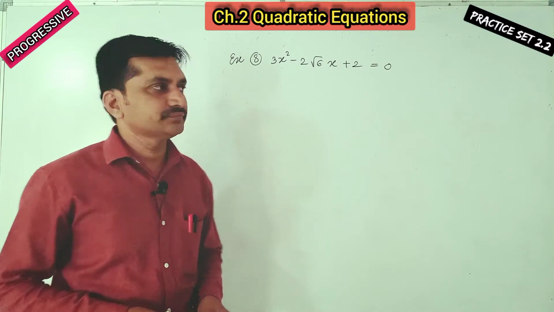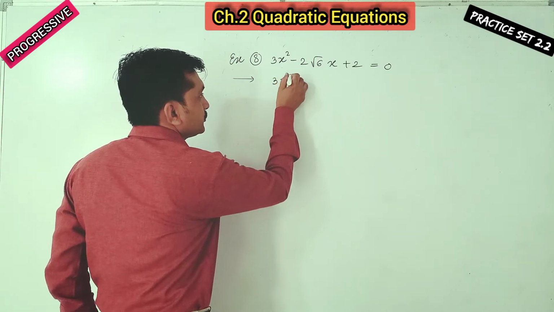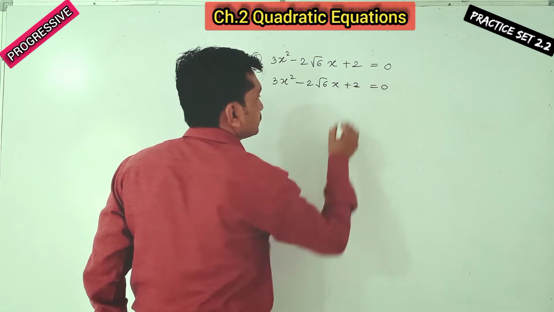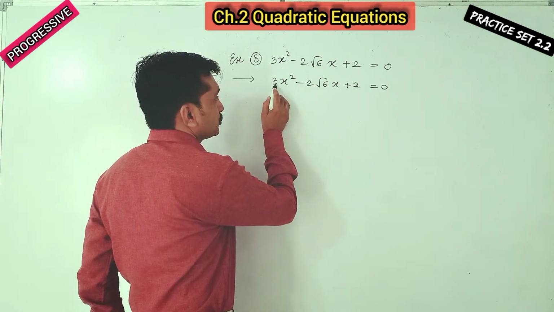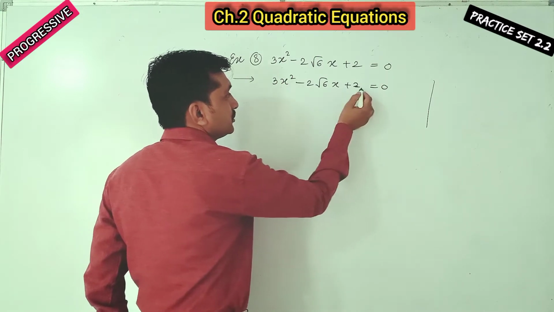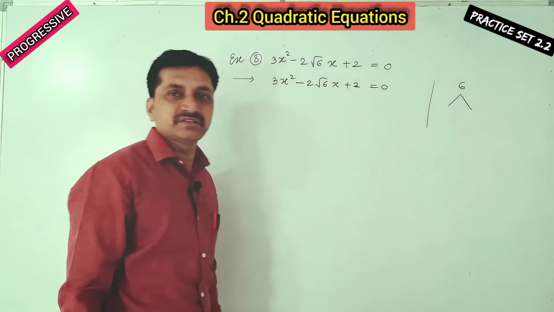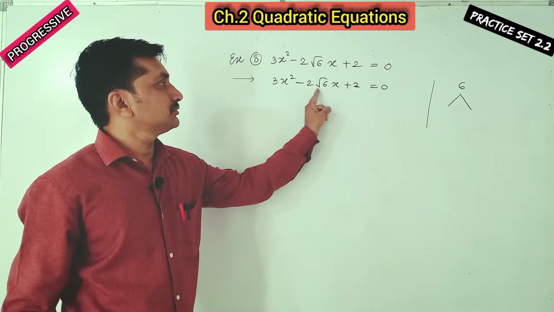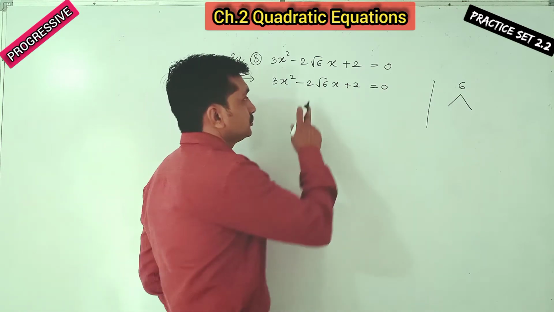Dear friends, next example number 8. I write in the solution again: 3x square minus 2 root 6 x plus 2 is equal to 0. Now the first rule is that we have to multiply the coefficient of the first term and the last term. The coefficient of the first term is 3 and the last term is 2. 3 twos are 6. The product is 6. Now we need factors of 6 such that the product should be 6 and the sum should be 2 root 6.